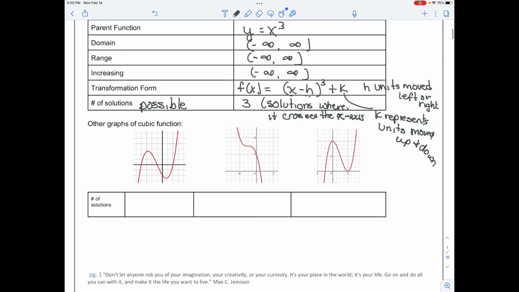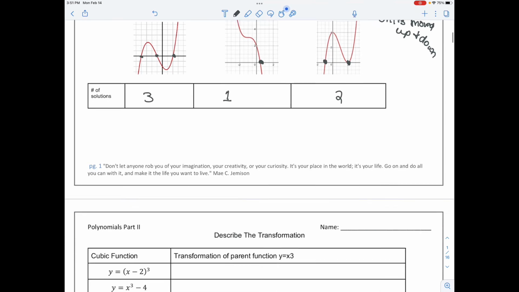Okay, so here are some different possibilities for a cubic function. It could have 3 solutions. Notice it's crossing the x-axis in 3 places. It could have 1 solution. Notice it's only crossing the x-axis in 1 place. It could have only 2 solutions. It's crossing here and here, so it could have 2 solutions. A cubic function must have at least 1 solution and cannot have more than 3.